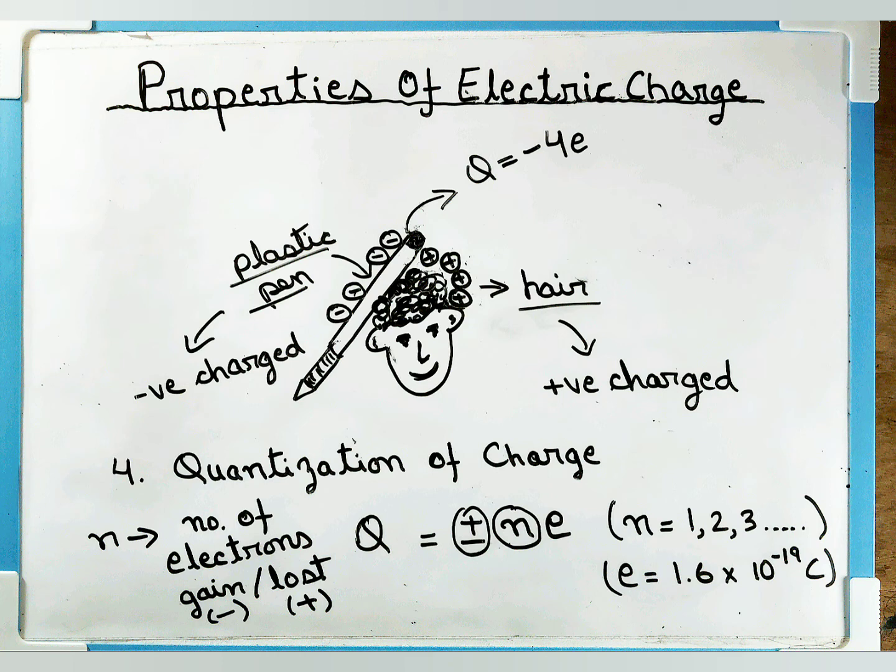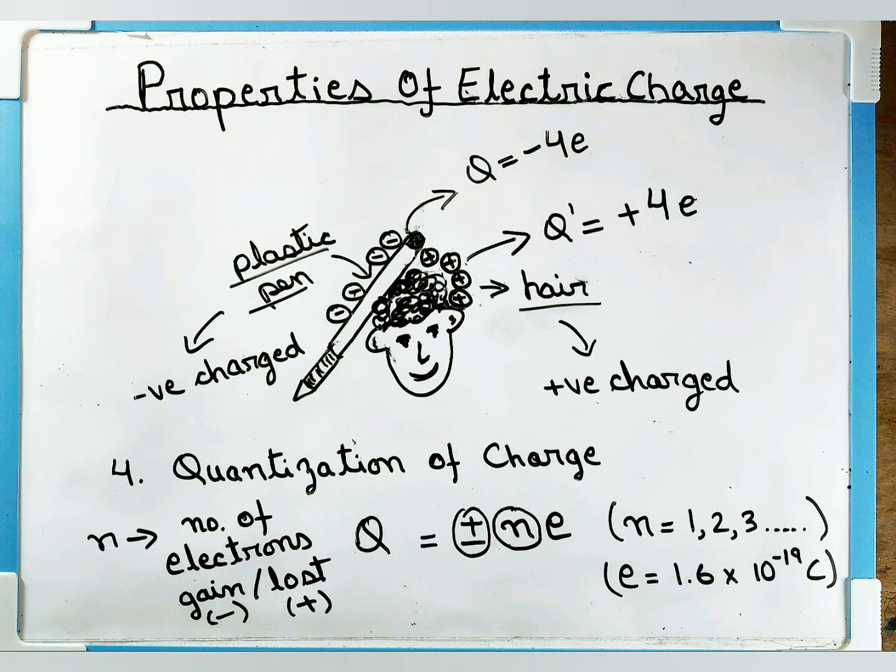And again, if you take the hair here, since the hair loses electrons, how many electrons did it lose? 4 electrons. So the charge on this hair, say Q dash, is equal to 4e, that is the magnitude, and since it loses electrons, you'll have to put a positive sign here. So the charge of this hair will be equal to plus 4e, and the charge of the plastic pen will be equal to minus 4e.